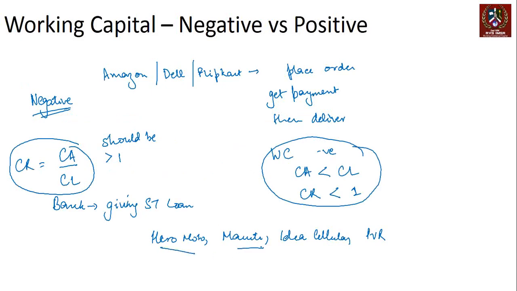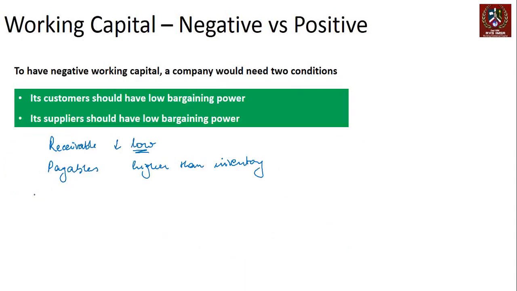Look at the companies: Hero, Maruti, Idea Cellular, PVR, Amazon, Flipkart. There is a common theme in all these companies. What is the common theme? These are all companies that are B2C. What does B2C mean? You sell to individuals. If you sell to individuals, you will not have a huge bargaining power of customers because individuals can't bargain. You can't get the bike without making the payment. You can't watch a movie without making a payment, right? So the concept of receivables is not available in these industries. So if the customers don't have a bargaining power, that gets sufficed by B2C typically.